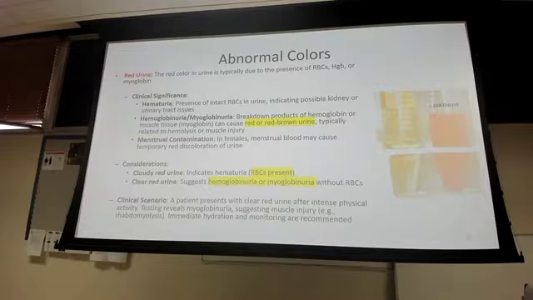which is the presence of intact red blood cells in the urine. This could indicate possible kidney or urinary tract issues. Then you have hemoglobinuria, which the abnormal color would be red or brown. So if it's cloudy red, those red blood cells can be present. There also could be white blood cells as well. If it's clear red urine, then that's hemoglobinuria or myoglobinuria, okay?